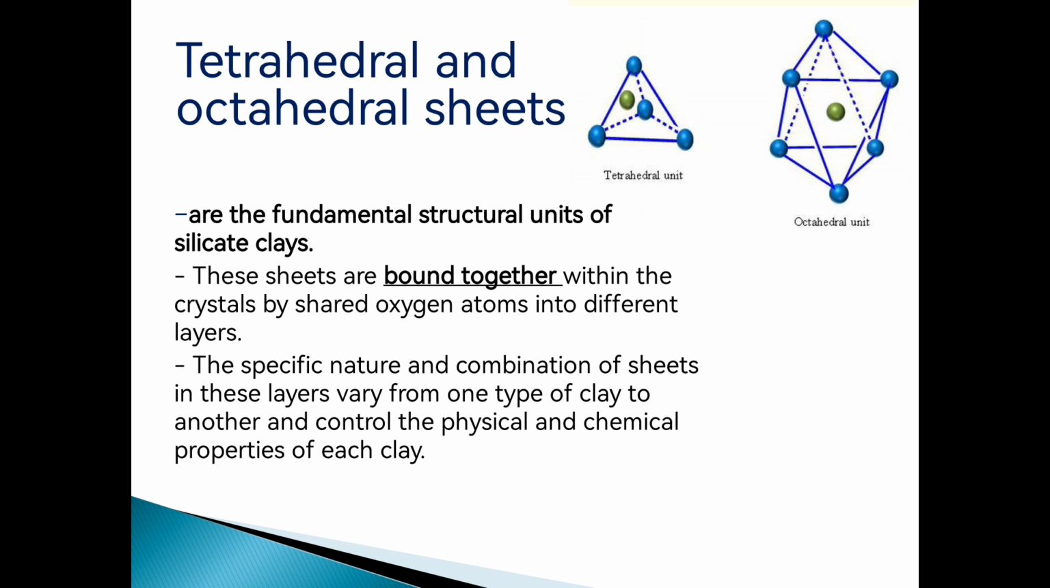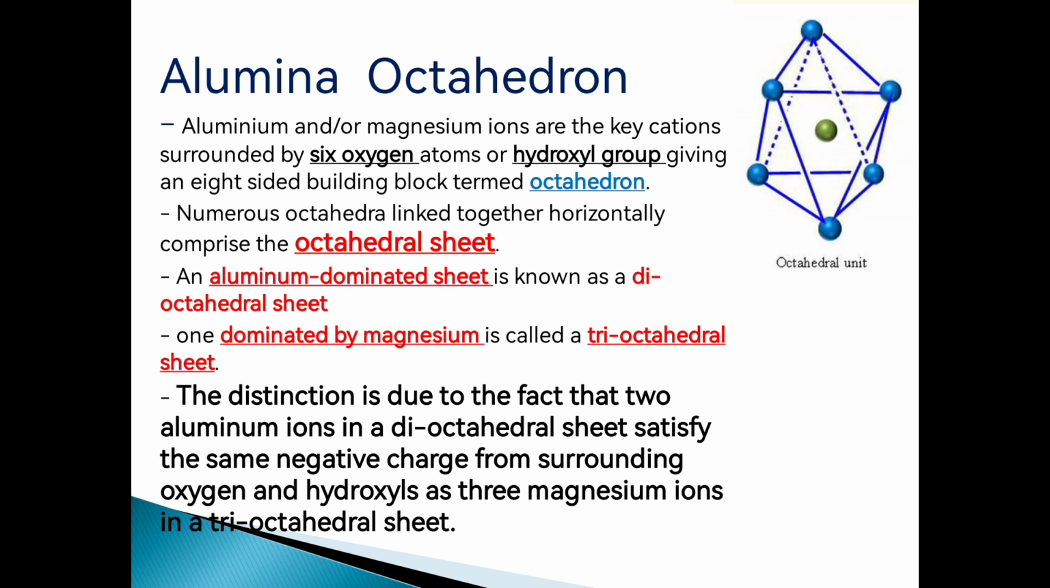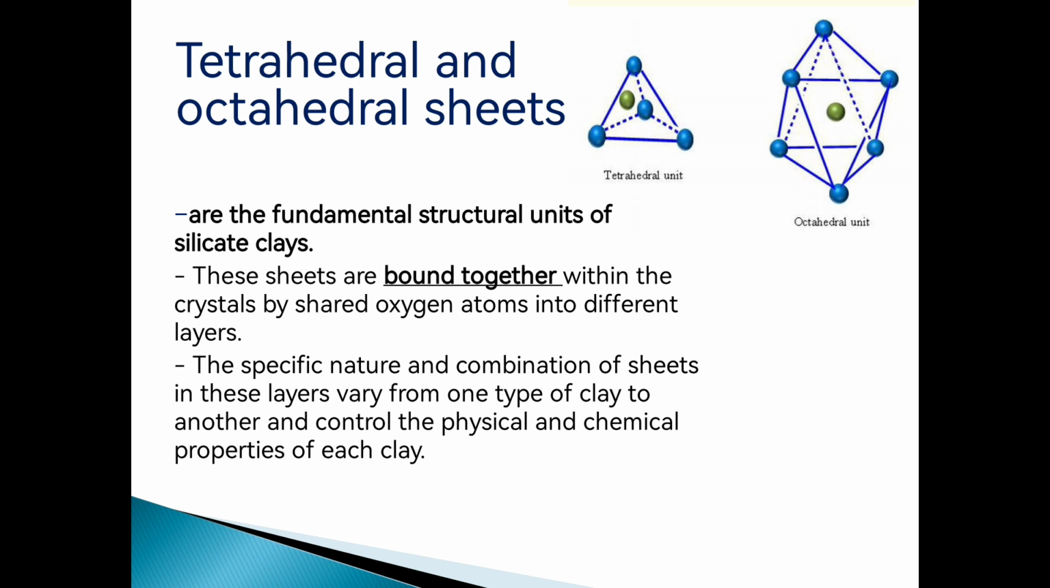So, you can see here, we have the tetrahedral unit. This is silicon surrounded by 4 oxygen. And we have here the octahedral unit, which is either aluminum and or magnesium surrounded by 6 hydroxyl group or 6 oxygen. And these two, the tetrahedral unit and the octahedral unit, are the fundamental structural units of silicate clays.